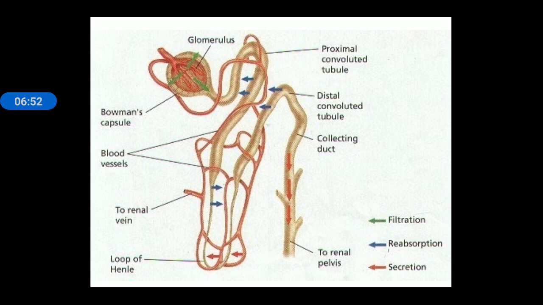and then further this filtrate will enter into the loop of Henle. Loop of Henle contains two segments, descending part and ascending part. In descending and ascending segments, some of the useful substances are further reabsorbed. Then this filtrate will enter into the DCT, and you can see here further reabsorption takes place in DCT part. And by DCT, this filtrate enters into the collecting duct. This is known as urine.